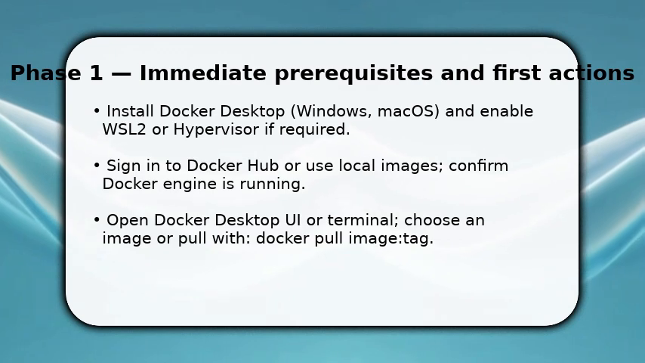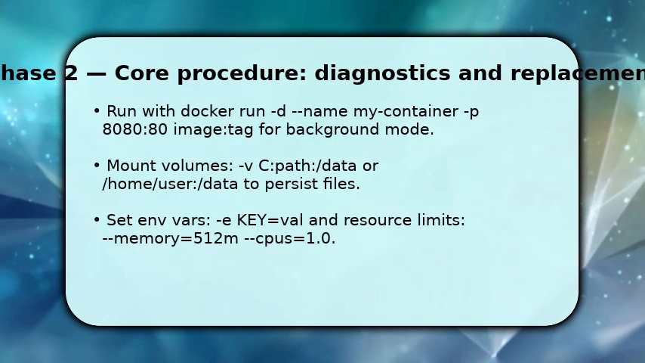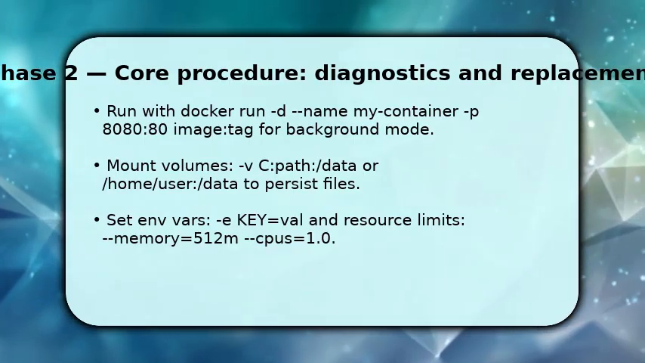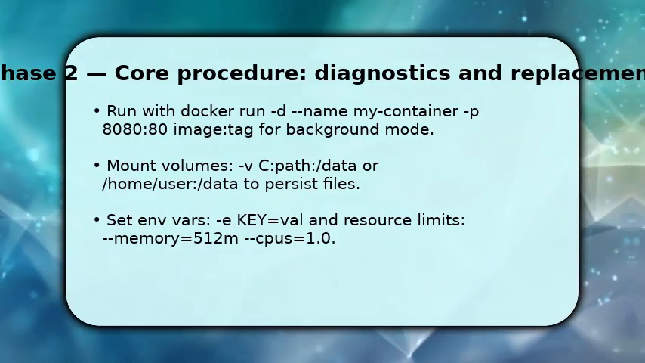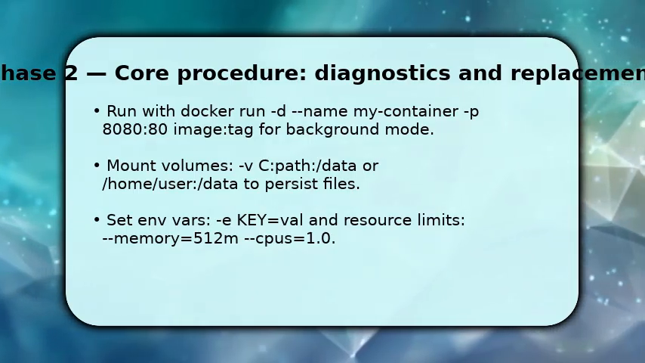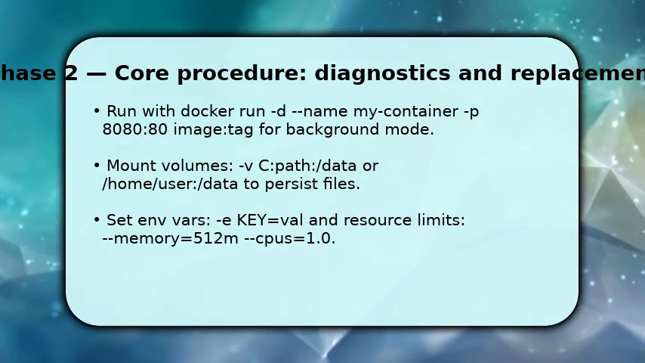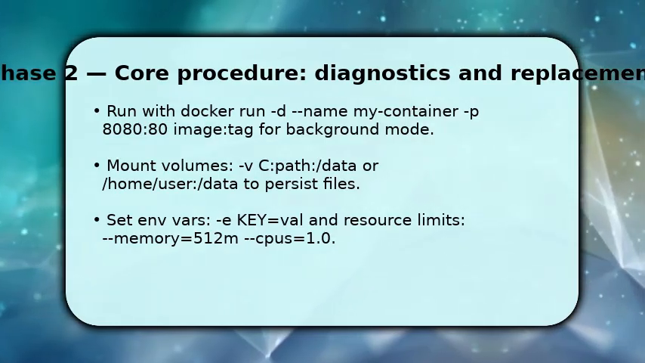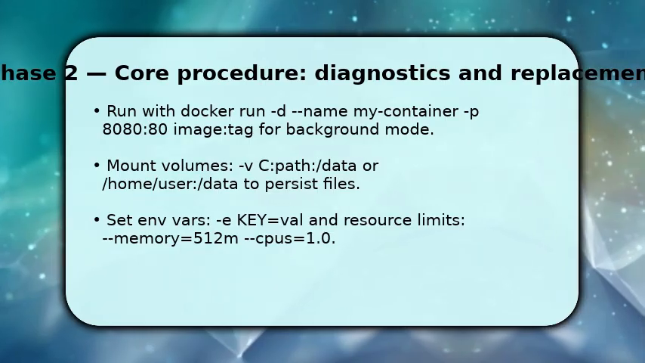Now you configure and start the container with intent. Run docker run with -d to detach and --name to label it. Map ports like 8080:80 so services are reachable. Make sure to mount volumes using -v to persist data between runs, and use -e to pass environment variables the container needs. If resource control matters, include --memory and --cpus.